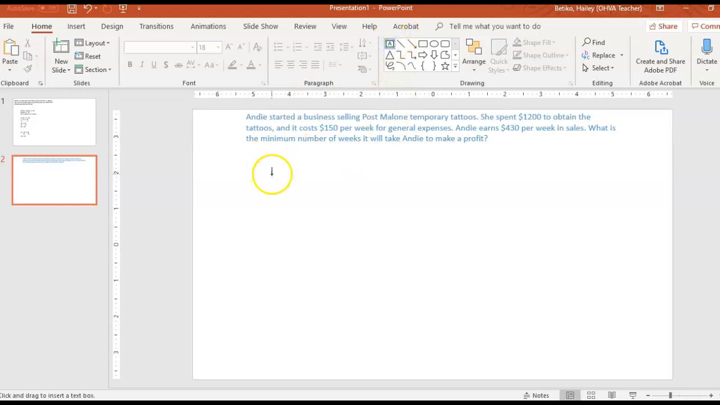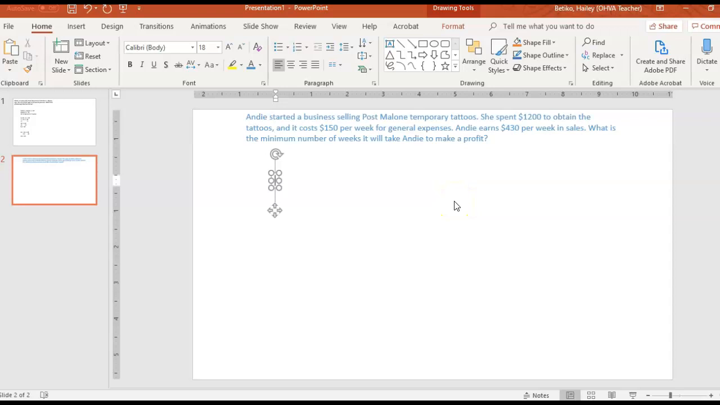The first thing I know is that it cost Andy $1,200 no matter what, because she always spent that. She spent that originally. And then it also costs $150 per week for, I don't know, more tattoos and shipping labels and stuff like that. So that's the money that Andy had to spend in order to make money. So that's all on one side. Like she spent the $1,200 and she spends $150 per week. So that is all like the subtractions from what she's earning, which is $430 per week.